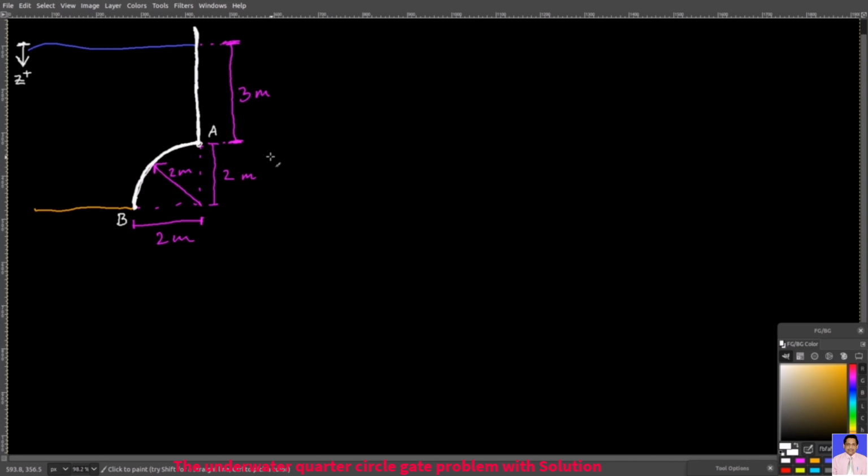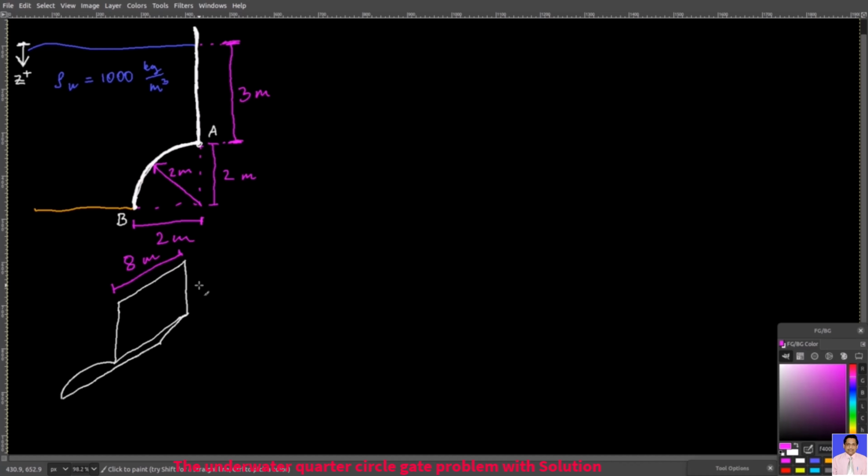Welcome back. I have a wall here that is underwater. The wall is straight during the first 3 meters, and then it has a shape of a quarter circle which goes from point A to point B. The radius of that quarter circle is 2 meters. The density of water is 1000 kilograms per cubic meter. This wall itself is 8 meters long.